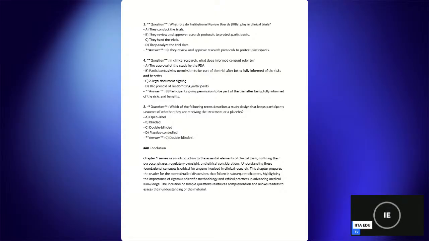The institutional review board is usually made up of not less than 5 people, and one of them should be somebody that's non-scientific and somebody that is also not affiliated to the institution.